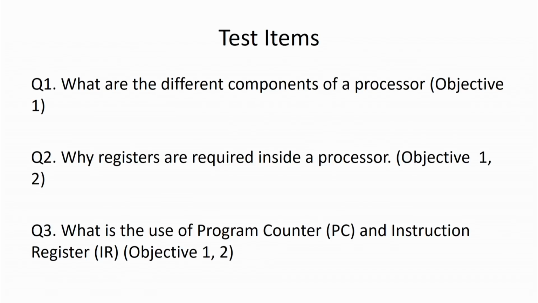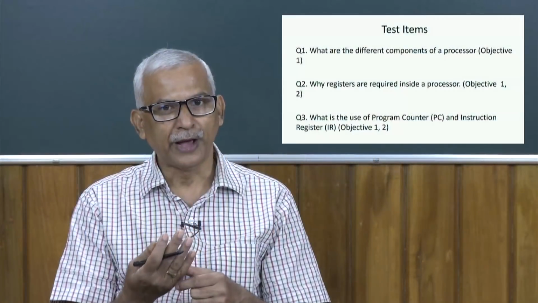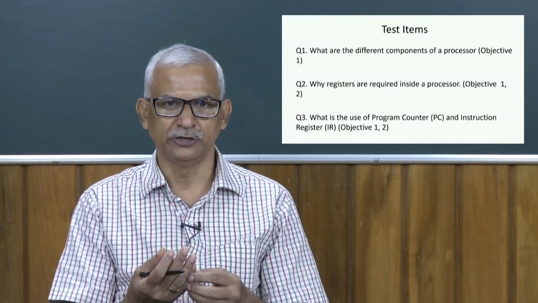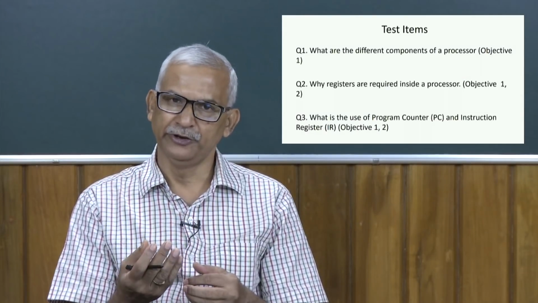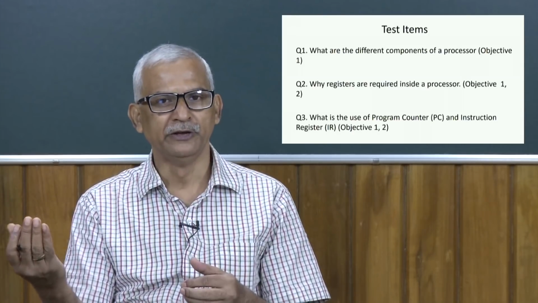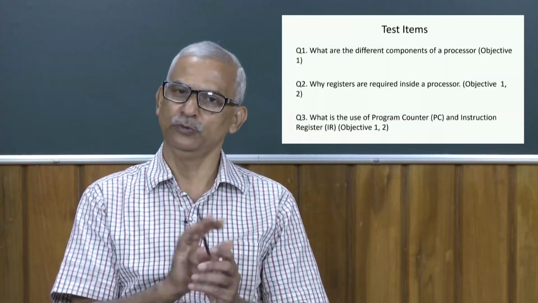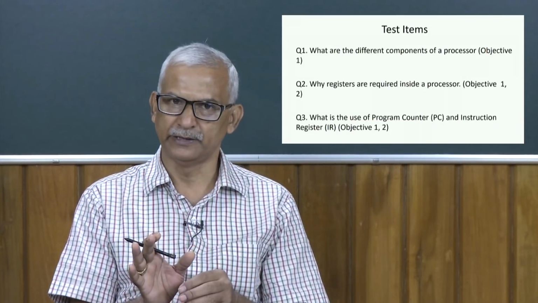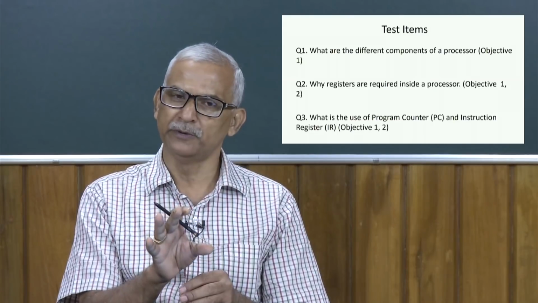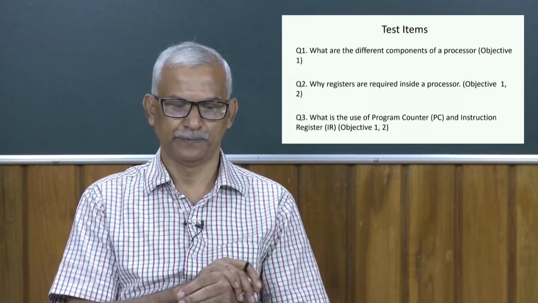Why are registers required inside the processor? Again, it meets objective 1 and objective 2. This is basically temporary storage. We have to have our information inside the processor. The computer works on the von Neumann stored program principle, so the information is in the main memory. While we bring this information from main memory to the processor, we need some storage element. We have to keep that information in some place. These are nothing but the registers.